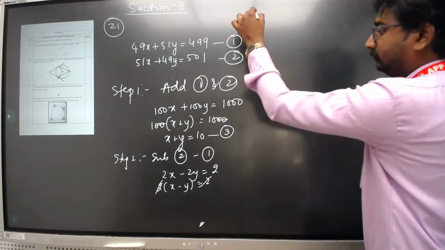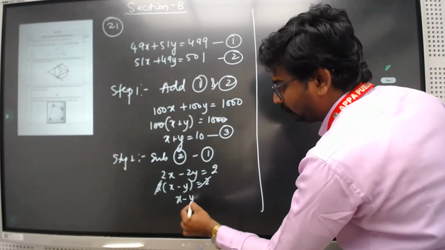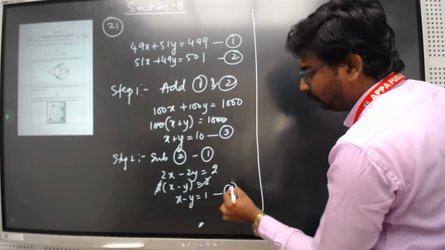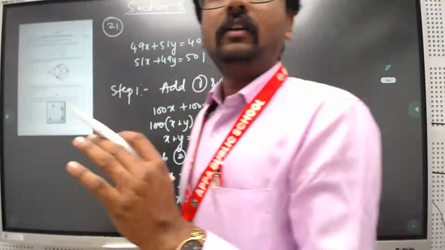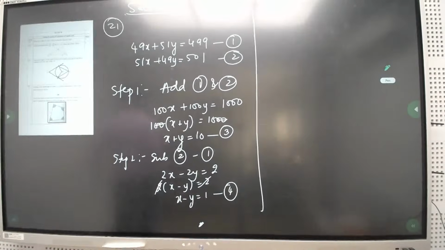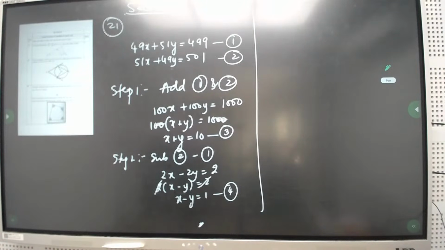2 cancel. x minus y is equal to 1. Equation 4. Now you can apply elimination or you do substitution. Try. Solve.